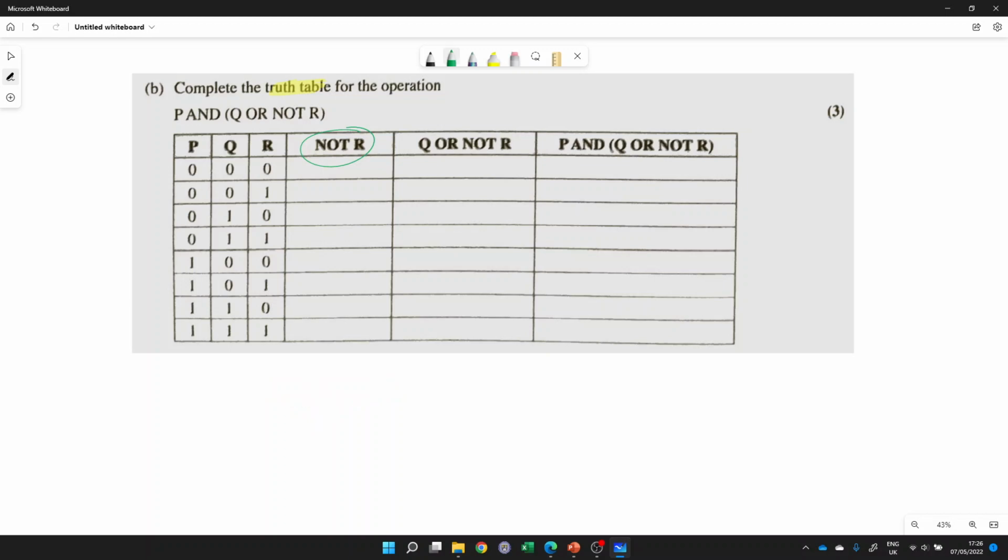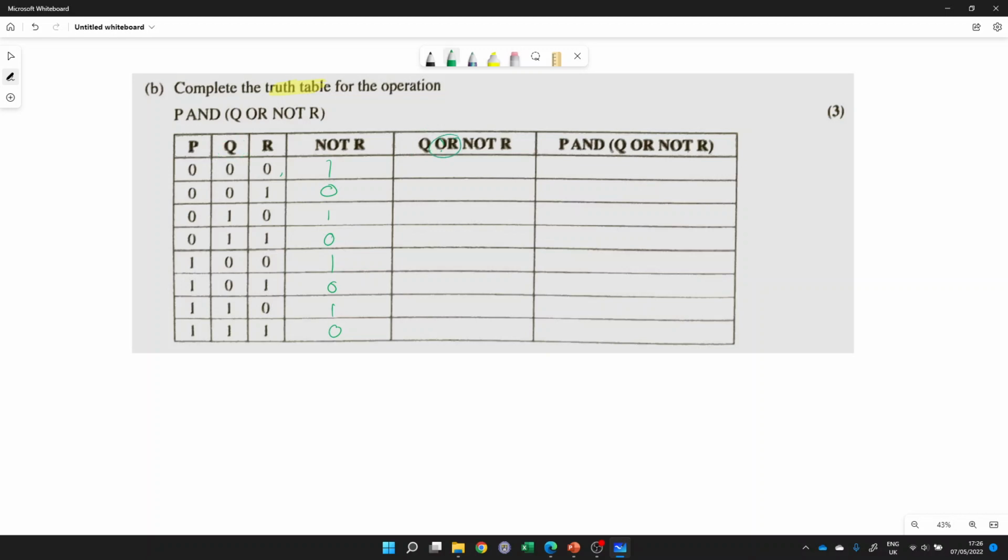So we're only looking at R. This is column R. So whatever this is, not R is the opposite. So 1 is the opposite of 0. 0 is the opposite of 1. So it's nice and easy. We just do the opposites. Okay, not R features in this expression. So this column uses this column. But it also uses Q, and Q is this column. So let's look at both of them.